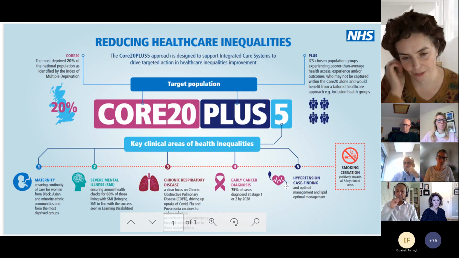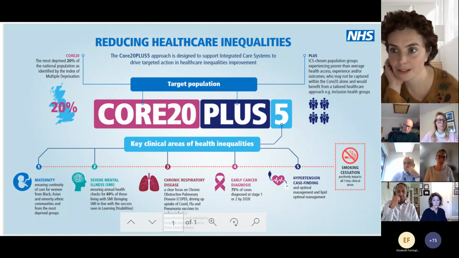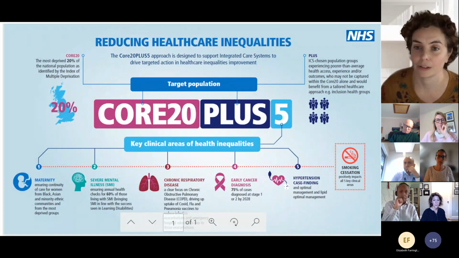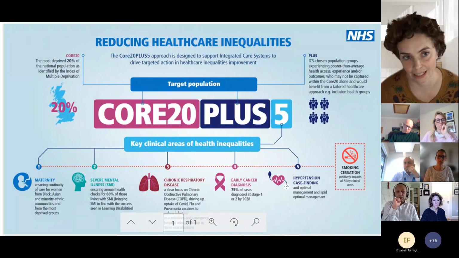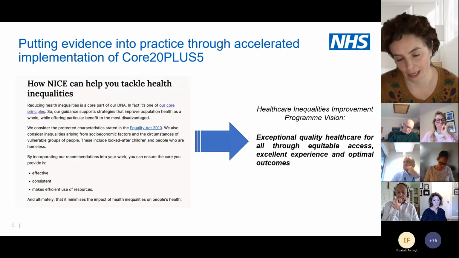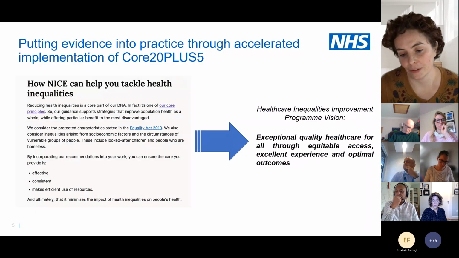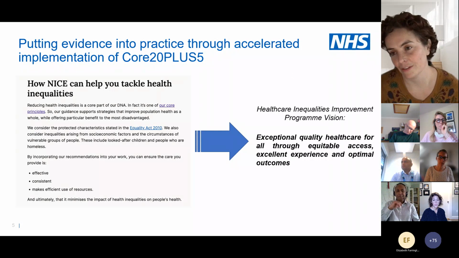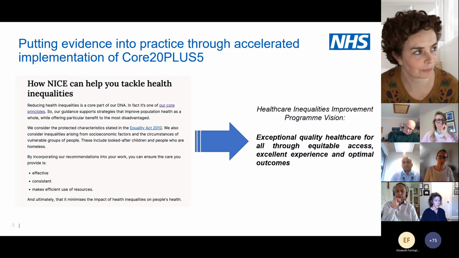So they're the kind of core founding principles of Core 20 plus 5. And Core 20 plus 5, as you all know, are the agreed national strategic priorities for addressing healthcare inequalities in the NHS in England. And so we in the Health Inequalities team are held to account in terms of the goals and trajectories, but we recognise that to actually improve healthcare inequalities, there's a very multi-system collaborative approach needed.